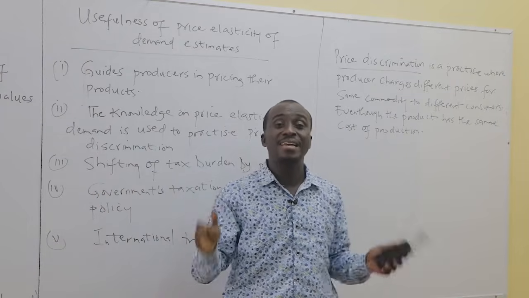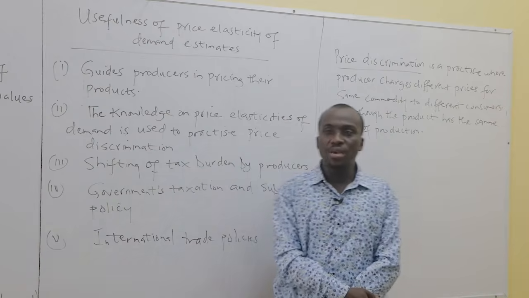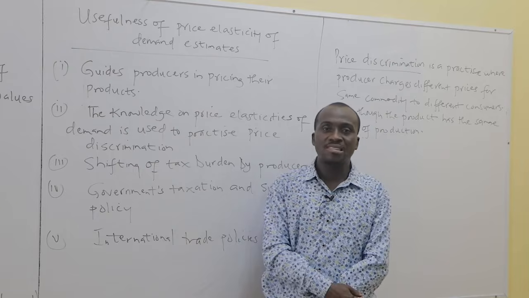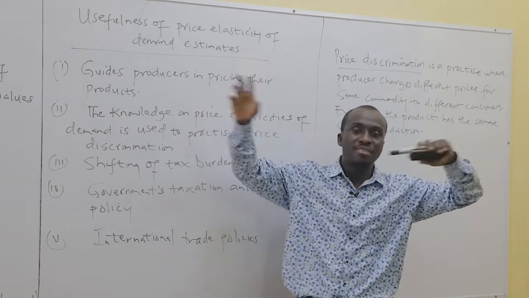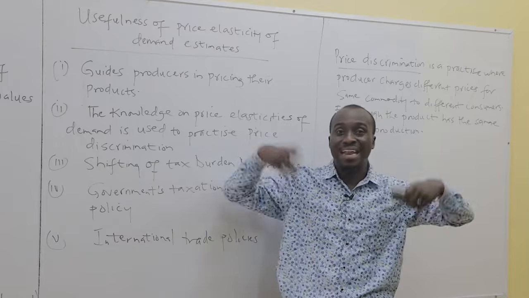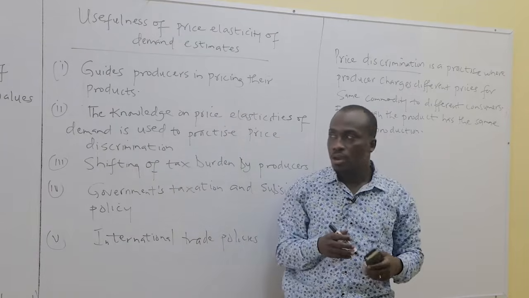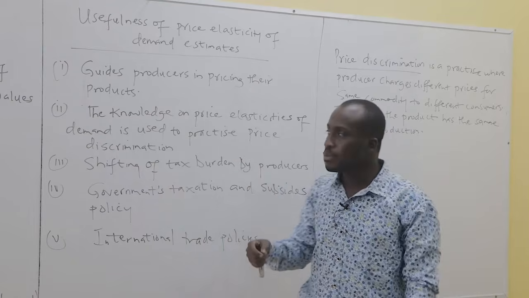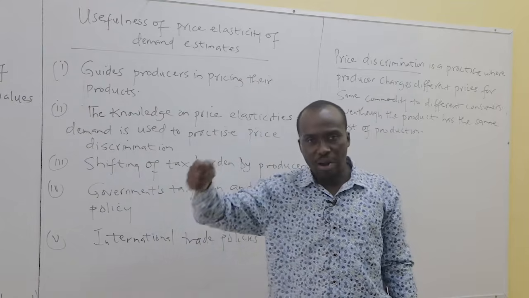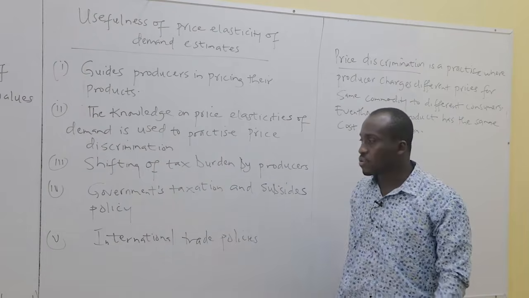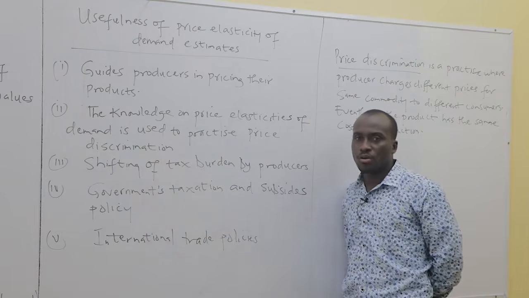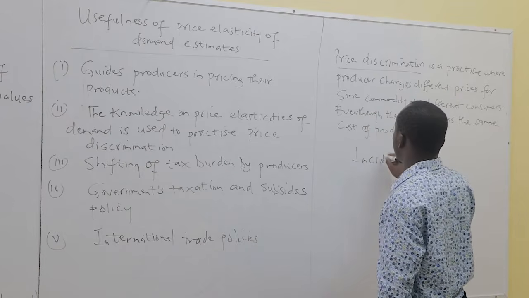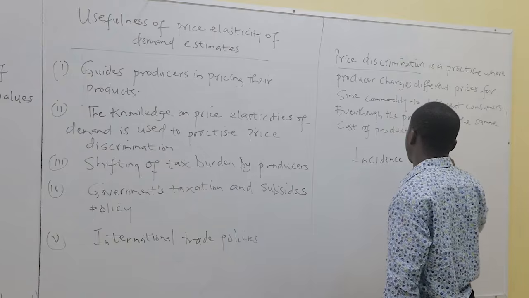And this is done day in, day out in the market. Somebody can be in China or America, produce something and sell to different consumers at different prices in different parts of Africa based on the elasticities of their demand. So the concept is very important for producers if they want to practice price discrimination. It's also good for producers if they want to price their product. Also, when it comes to shifting of tax burden, what they call the incidence of tax burden.